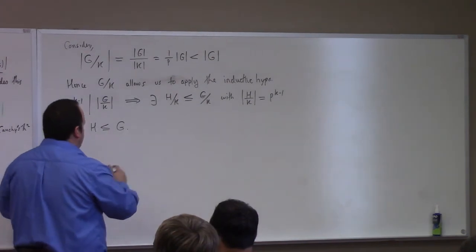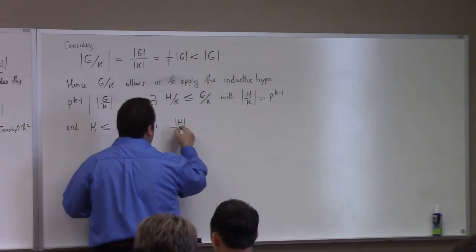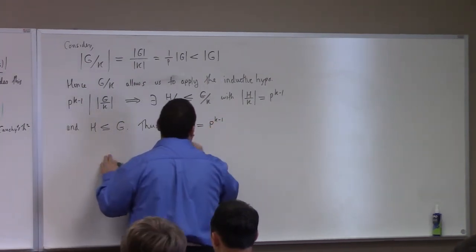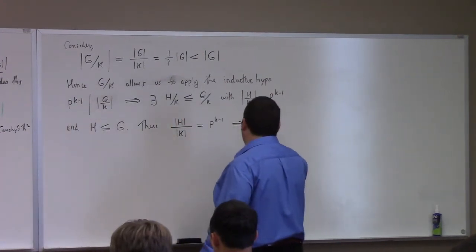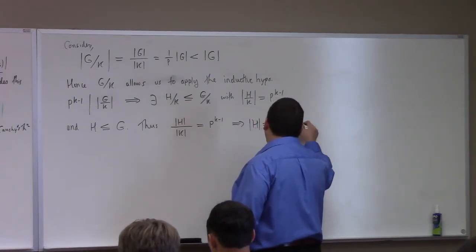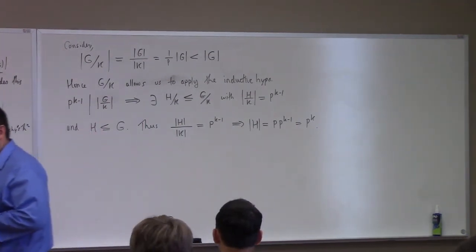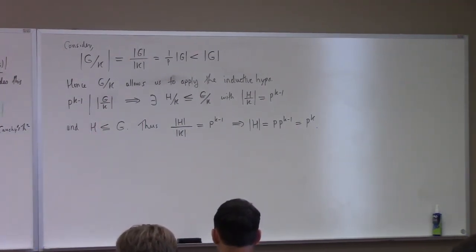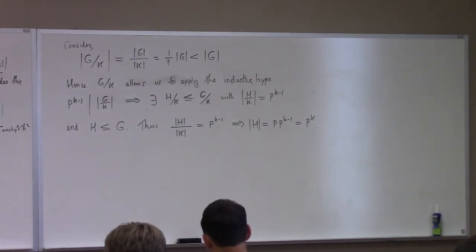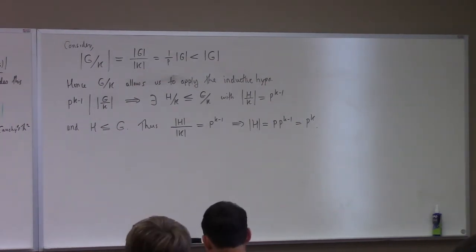Anyway, once you have that, what does that give us? What's the order of H? The order of H divided by the order of K is equal to p to the k minus 1, which implies that the order of H is what? p times p to the k minus 1. Yeah, p to the k. So there you go. That's a subgroup of order p to the k. And that finishes the induction. It's by strong induction, I guess. I mean, not I guess. It's definitely by strong induction.